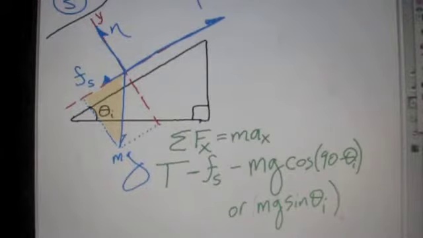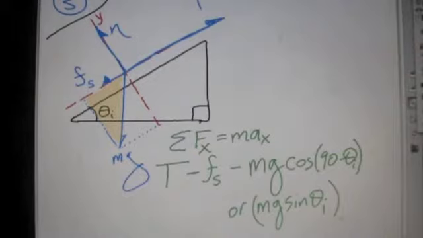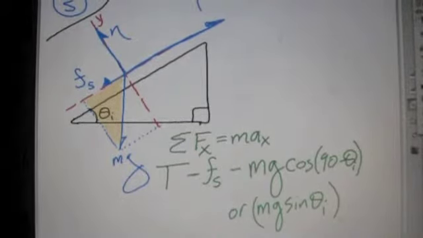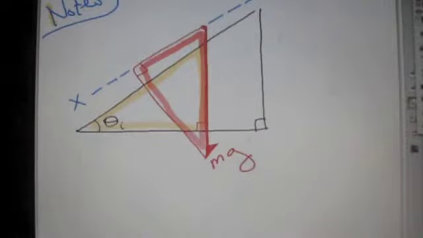Now a lot of you are saying, wait a minute, how the heck can you do that? And that's where we're going to go to another sheet. So let's pause this for a second, and I'll go to another sheet. Okay, so this is the reason why we're using that mg cosine 90 minus theta I, or mg just sine theta I.